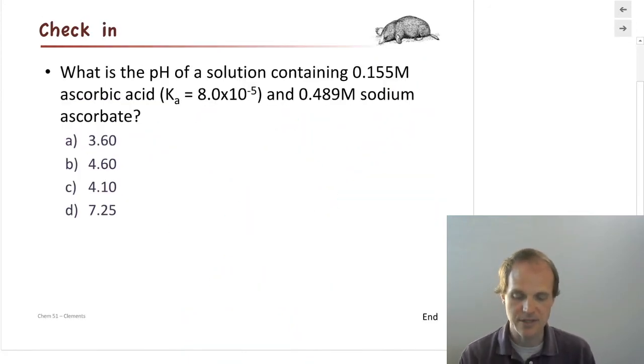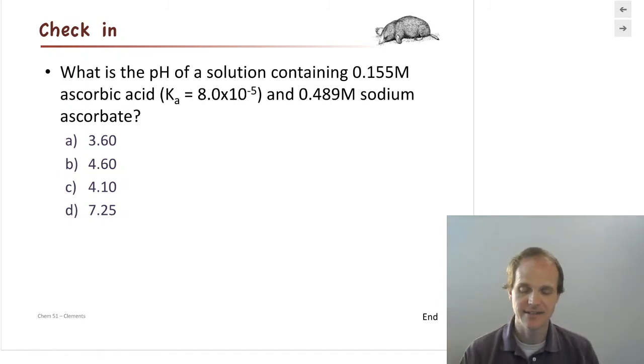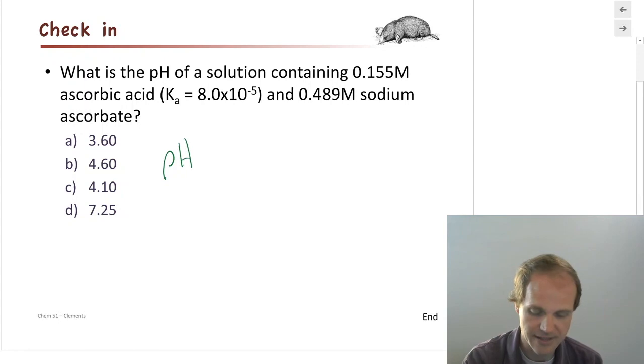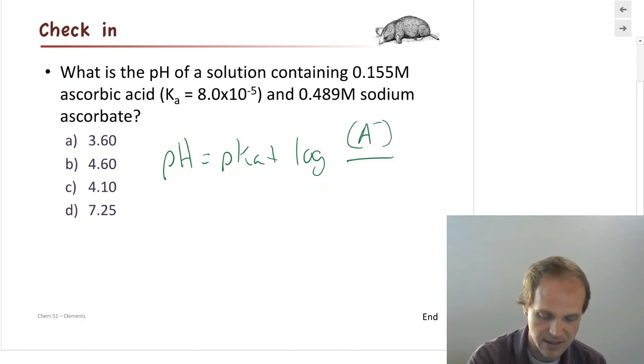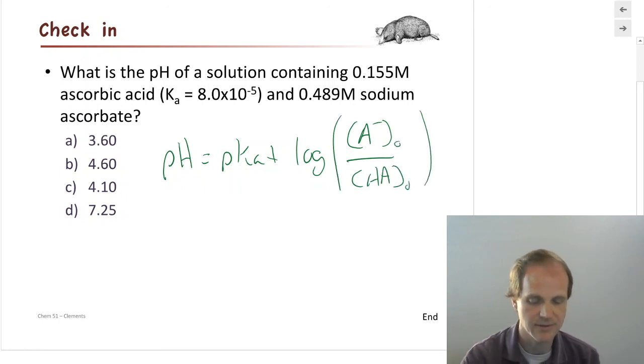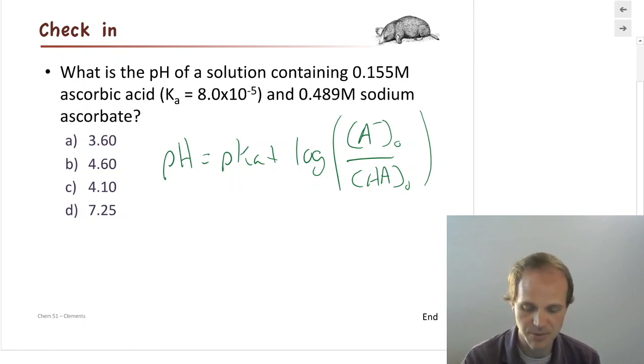All right, another one. What is the pH of a solution containing 0.155 molar ascorbic acid and 0.489 molar sodium ascorbate? Hopefully you Henderson-Hasselbalch this one. pH equals pKa plus the log of A minus over HA. Let's actually write out our A minus and our HA here. Those are our initial concentrations. It never hurts to remind ourselves that they're not equilibrium concentrations, those are initial concentrations. That's what we put into our equation.